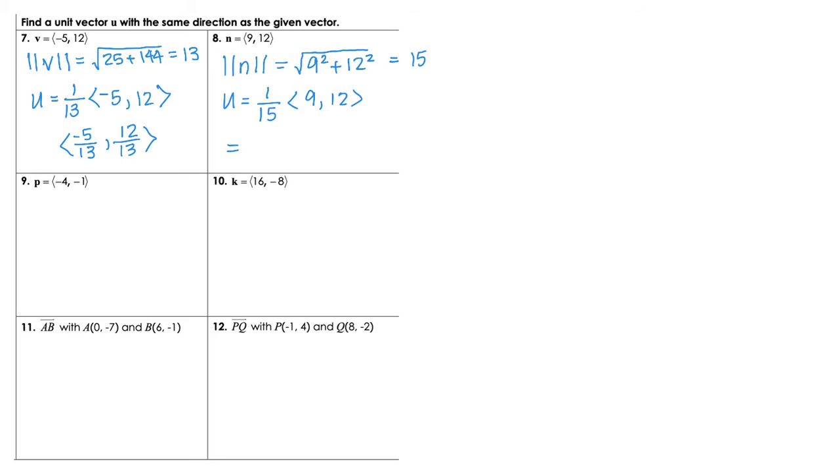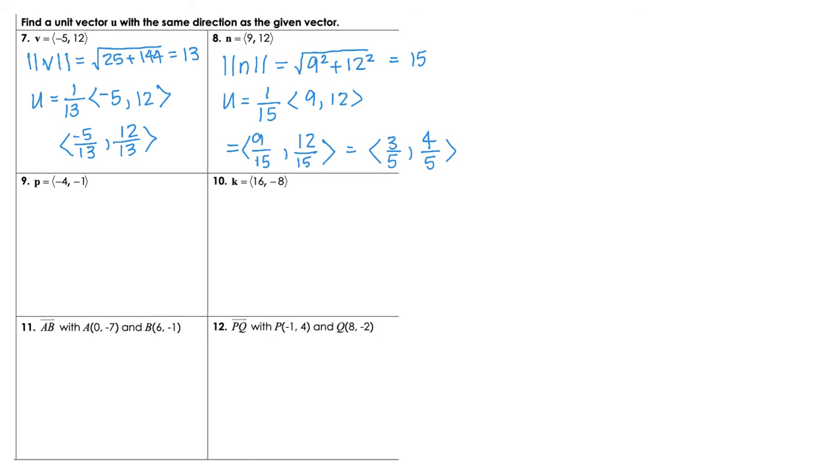And then that's going to be 9 over 15, comma, 12 over 15, and let's reduce that. 9 over 15 is going to be 3/5, and 12 over 15 is going to be 4/5. All right.